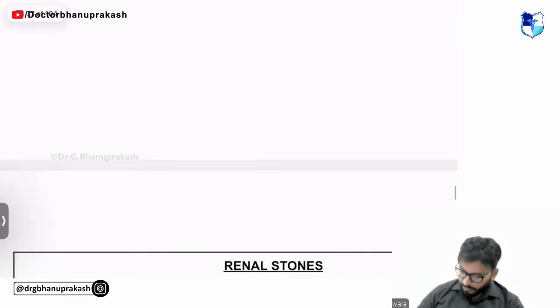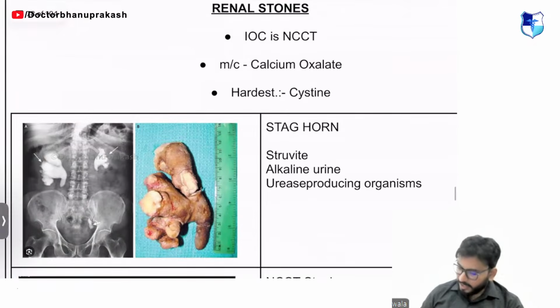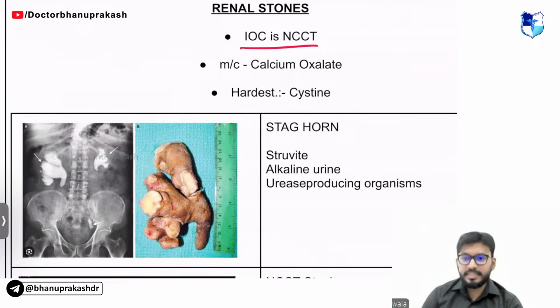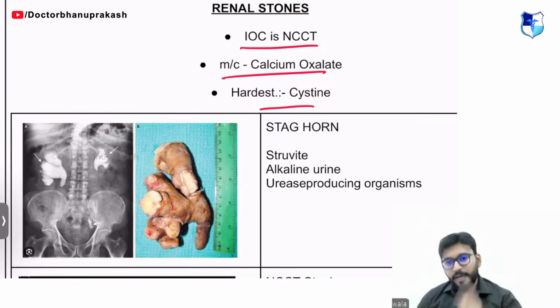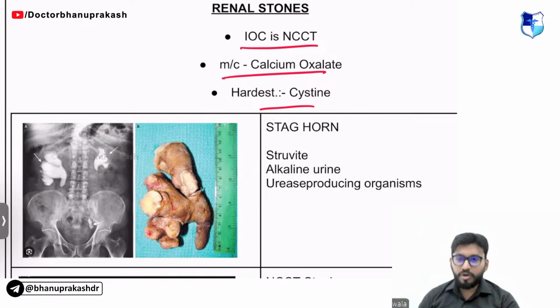Okay, moving on. We'll finish this, guys. Again, renal stone, investigation of choice is an NCCT. Calcium oxalate is the most common type, and the hardest is cystine. The hardest stone is cystine. It is difficult to break.